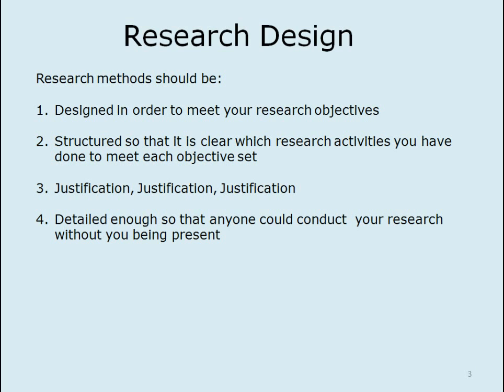In the research methods section of your proposal, or the research methods chapter within your research project, you need to make sure that the methods you're using are linked to your objectives. There's a direct link. So for objective 2, this is the objective, and this is the method I'm going to use. It's a structural thing, really. So make sure you structure things quite well and link them to what you're trying to do.